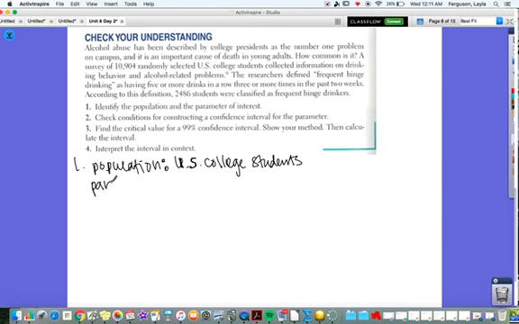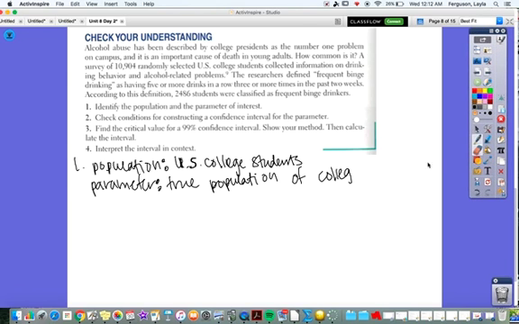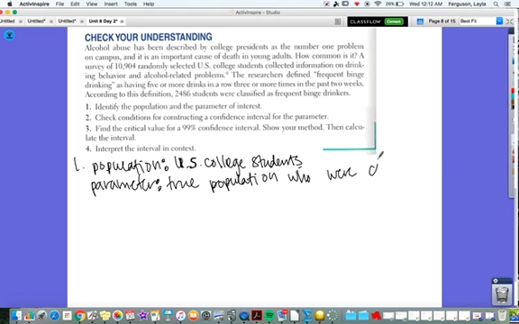And then our parameter that we're looking at would be the true population. Let's say who were classified as binge drinkers.